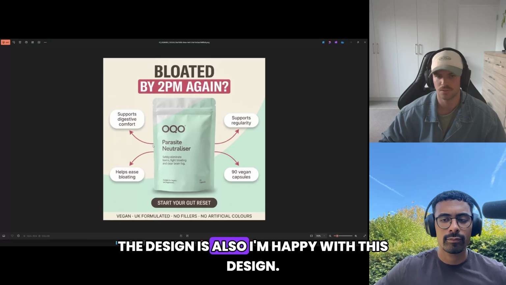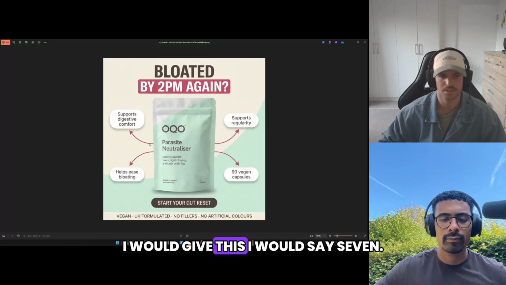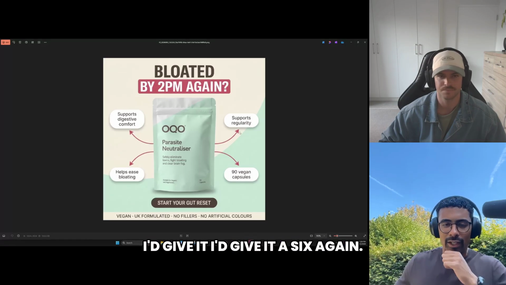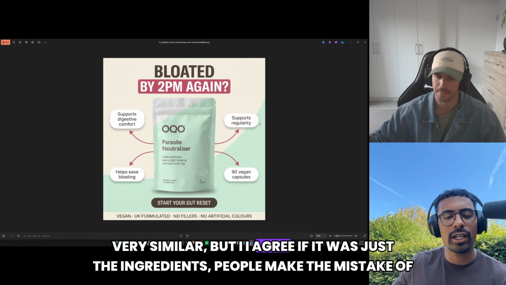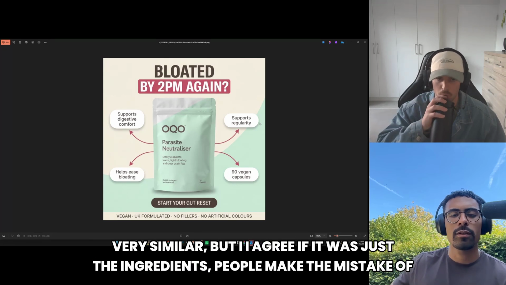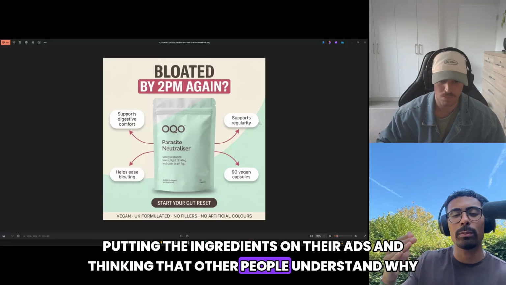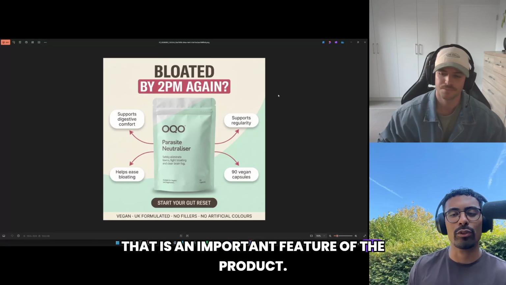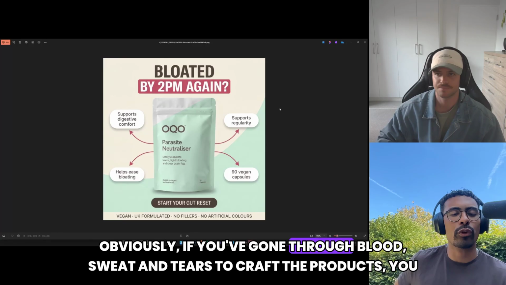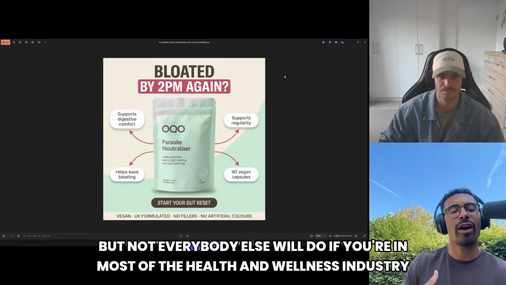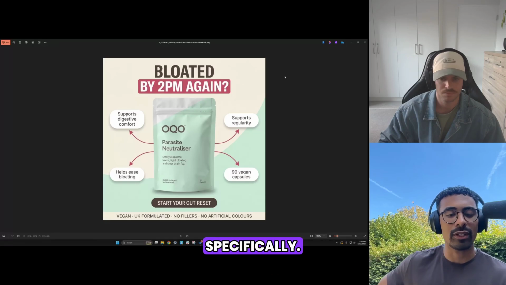The design is also, I'm happy with this design. I would say a 7. Okay, I'd give it a 6 again. Very similar, but I agree. If it was just the ingredients, people make the mistake of putting the ingredients on their ads and thinking that other people understand why that is an important feature of the product. Obviously, if you've gone through blood, sweat, and tears to craft the product, you probably know how important your ingredients are, but not everybody else will, especially in most of the health and wellness industry.